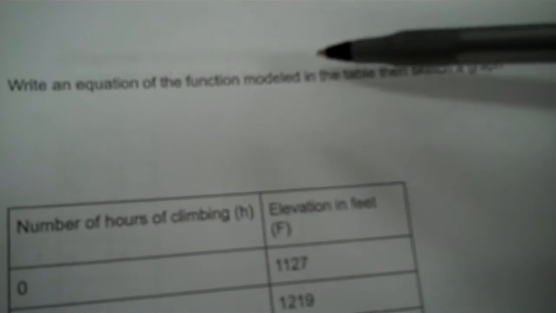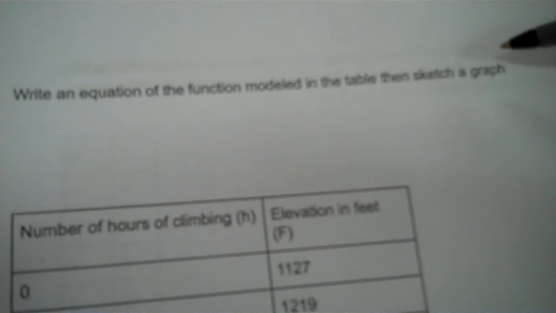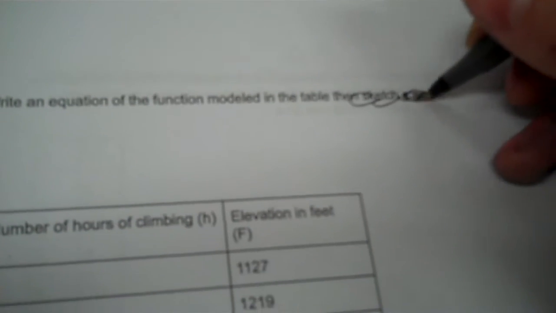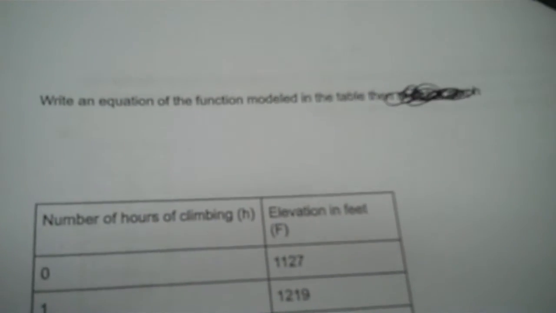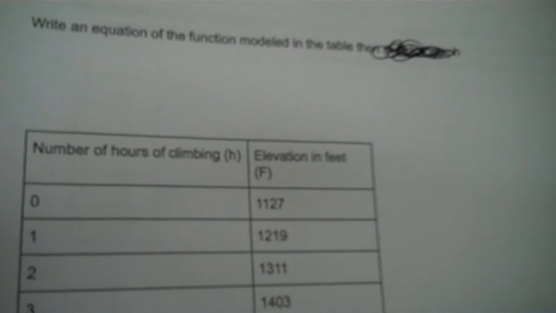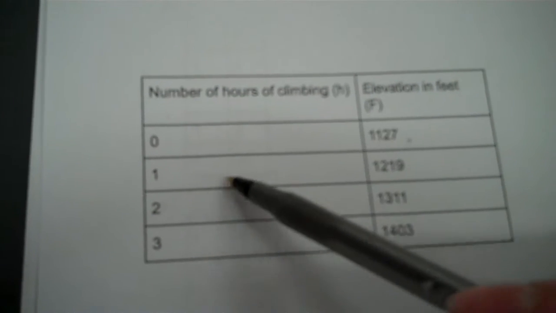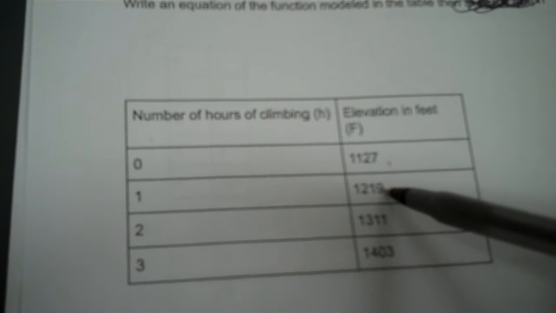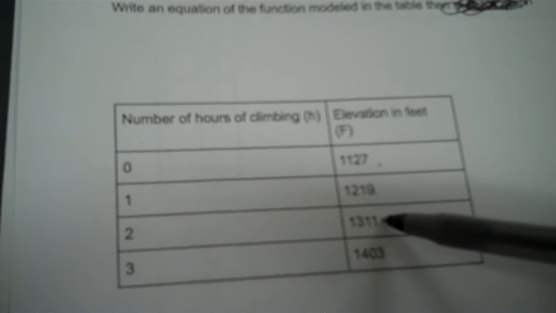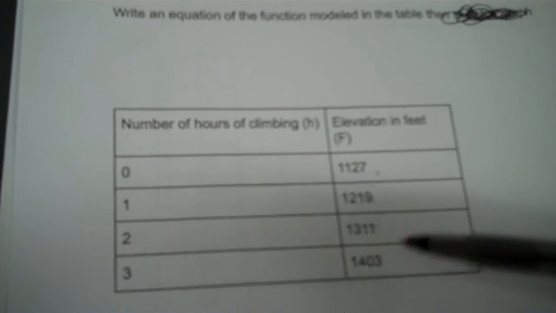So write an equation of the function modeled in the table. You don't have to sketch a graph, cross that out. I don't need you drawing a graph. Only use graph if there's graph paper, which there's not. So if you climb for 0 hours, you're at 1,127 feet. That's your starting point, okay? And then after 1 hour climbing, you're at 1,219 feet, okay? After 2 hours, you're at 1,311 feet, and after 3 hours, you're at 1,403 feet.